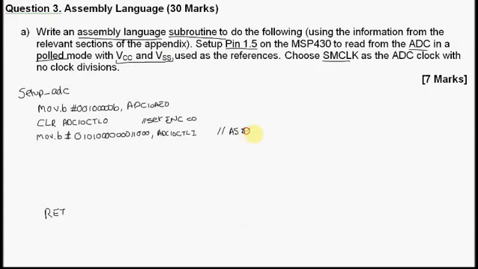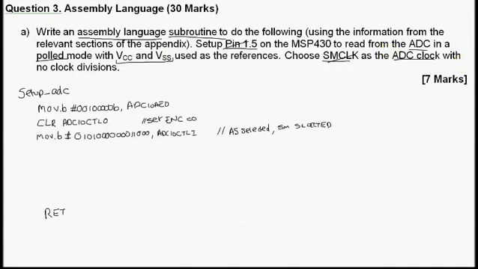So we'll just put some comments there. A5 selected. SM clock selected. And we can even cross some of these things off. So now we've set up P1.5, that's all done. We've chosen the SM clock, we've chosen no clock divisions, so we're halfway there.